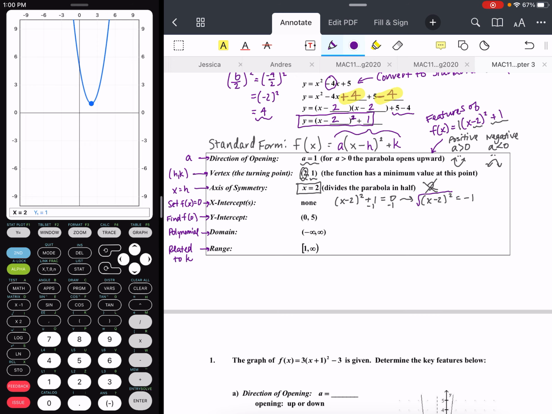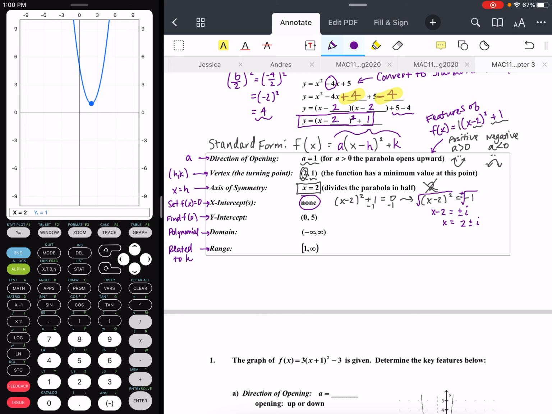So in that case, we'd have to verge into imaginary territory. If I keep this going, though, if I took the square root of both sides, I'd have x minus 2 equals plus or minus, and we learned before that the square root of negative 1 is that imaginary unit i. So we don't have a real x-intercept, right? x equals 2 plus or minus i. These are complex numbers. We don't have a real x-intercept, right? So that's why we say there's no x-intercept. So algebraically, this is how we can verify that.